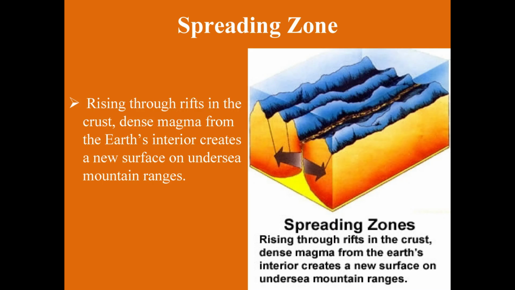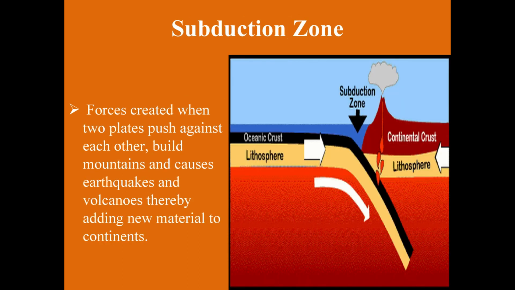Spreading zones. Spreading centers occur where two plates are moving away from each other and deep cracks are opened through the crust. This lengthening of the crust allows magma from the upper mantle to rise to the surface and cool, commonly forming basalt, and creates a new surface on undersea mountain ranges. Subduction zone. Forces created when two plates push against each other build mountains and cause earthquakes and volcanoes, thereby adding new material to continents.